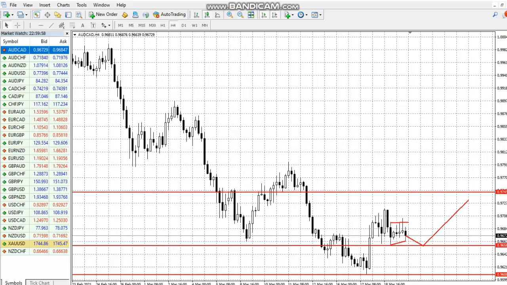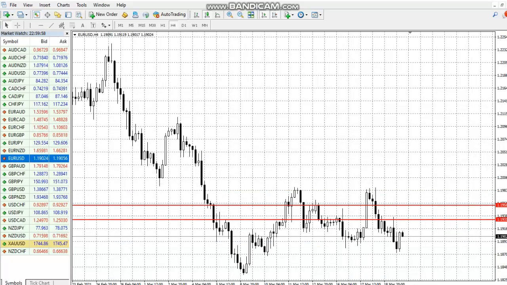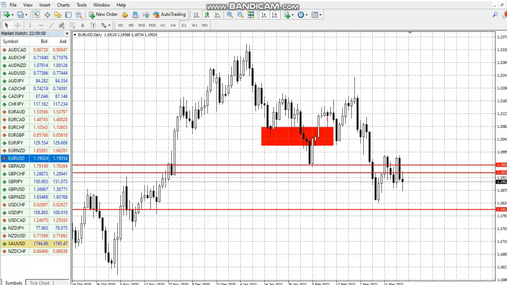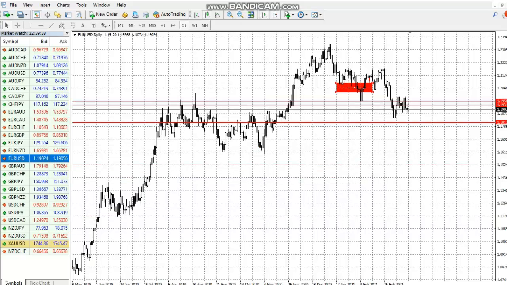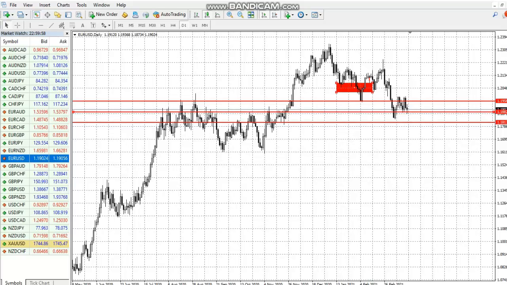Let's move to Euro USD. Okay, now for Euro USD, starting from our daily time frame, we can see that the market has been in a very good, what will I call it? Okay, for some time it went in a sell direction. As soon as it hit a particular support, let's draw it out, just like the AUD CAD, it bounced back up. Now it is at that region again, bouncing back up.